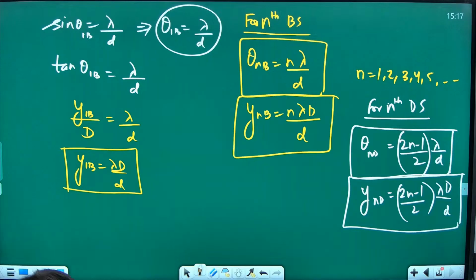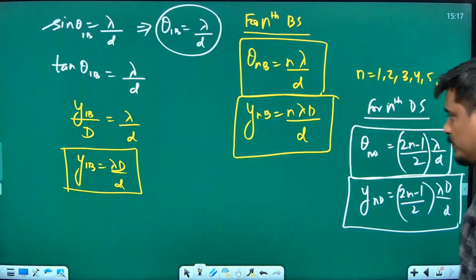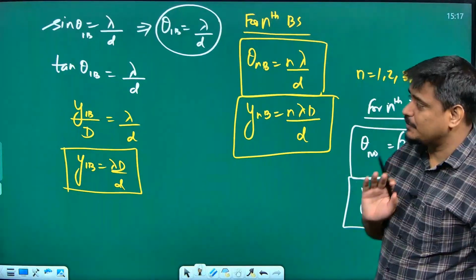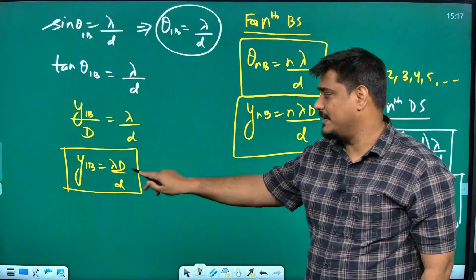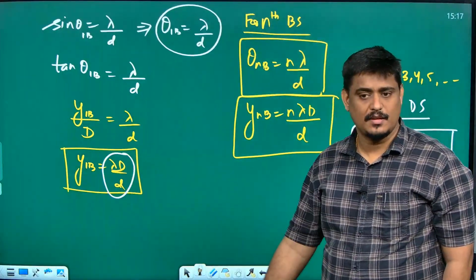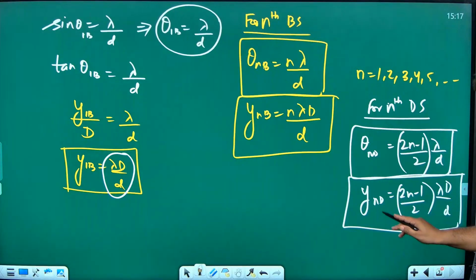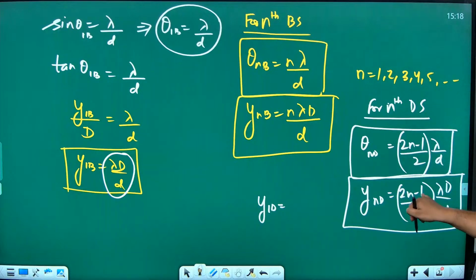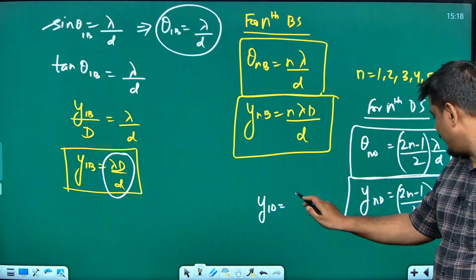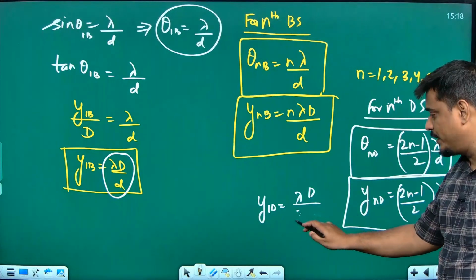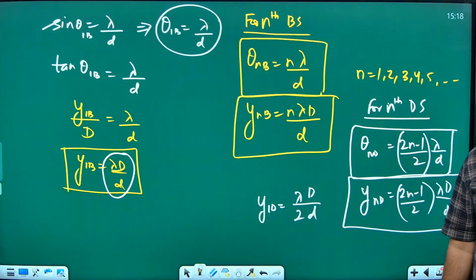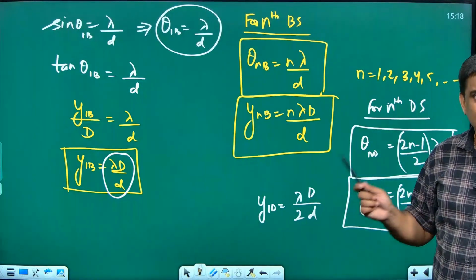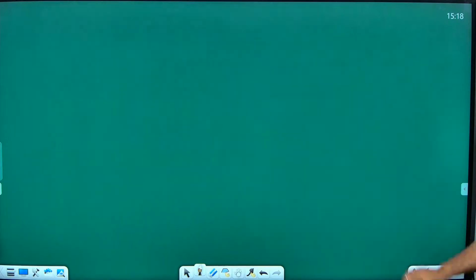Before you take this question, I want to tell you some more things. If you see, where is the first bright located? At lambda D by d, isn't it? Where is the first dark located? If you put n=1, you will get 2 minus 1 is 1, 1 by 2. So it will be lambda D by 2d, right? Which is bigger? That is bigger, this is half of that. Do you understand how the fringes are forming on the screen?